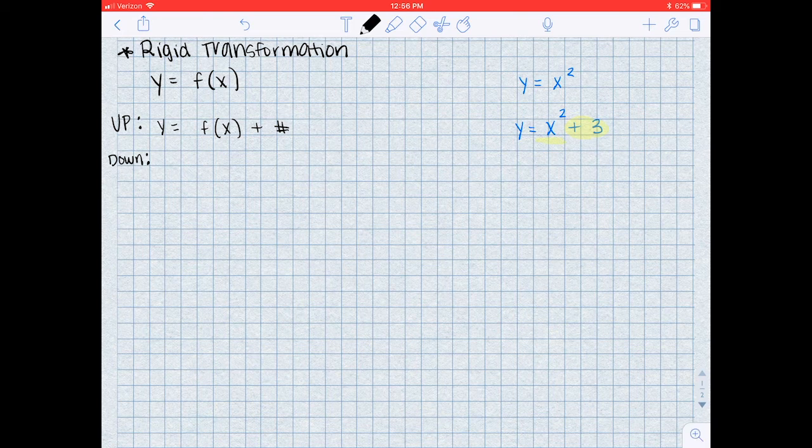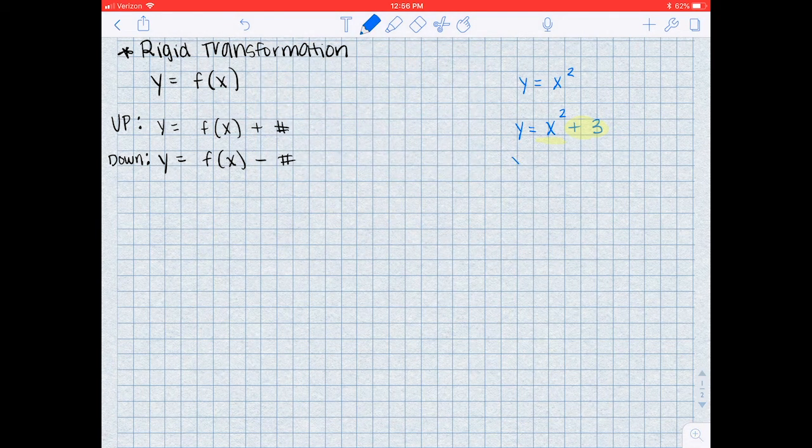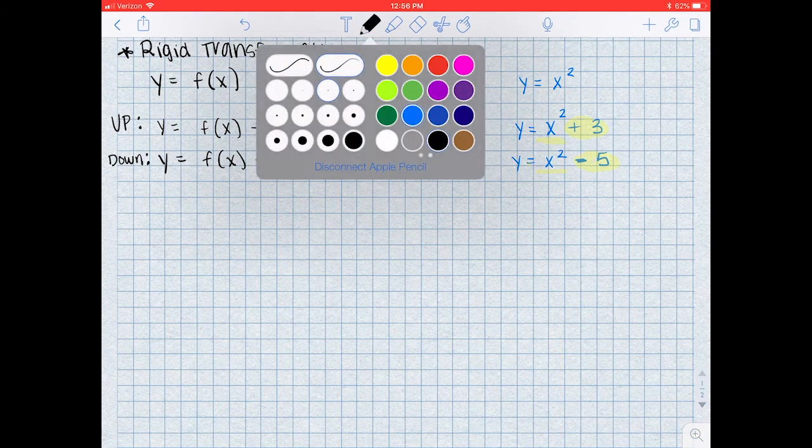My next direction would be going down. So you probably can assume what that will look like. y equals f of x minus a number. So if I want to go down, I'm going to subtract a value on the outside of the parent function. So if I had x squared and I wanted to go down 5 units, again, here's the parent function, and minus 5 is outside, or occurring after I've written the entire function.